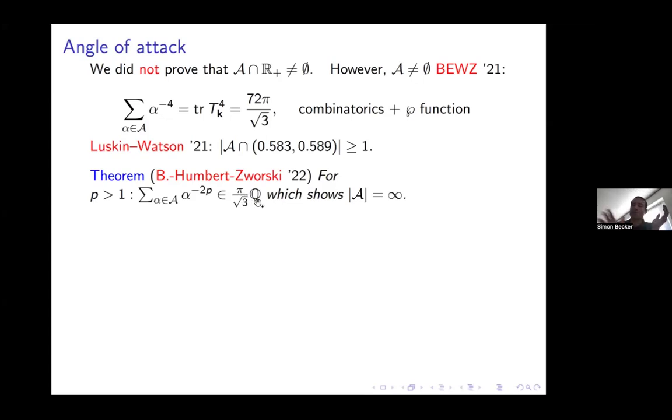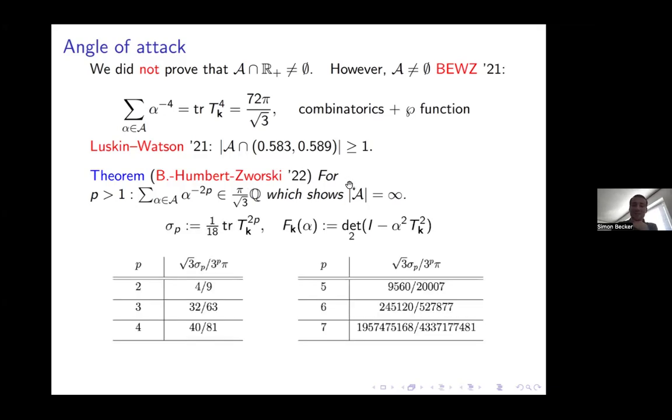Then, because pi is transcendental, you can argue that there have to be infinitely many of these magic angles. If you assume there are finitely many, that would lead to a contradiction with pi being transcendental, and this way you conclude that there have to be infinitely many. In that article, we also have some kind of algorithm for how to compute these first traces, and these are the numbers.